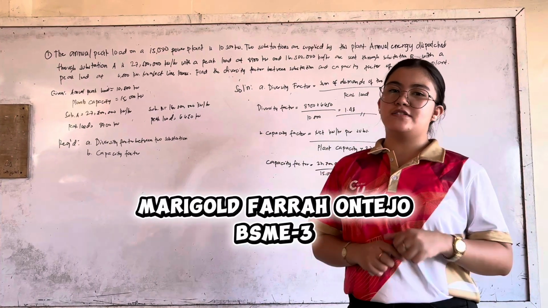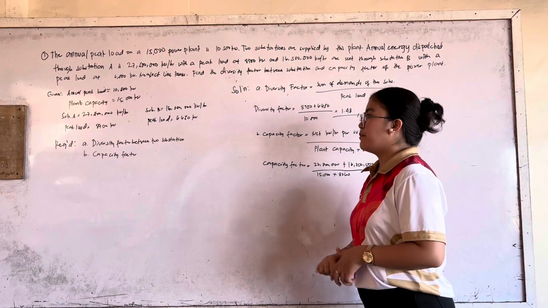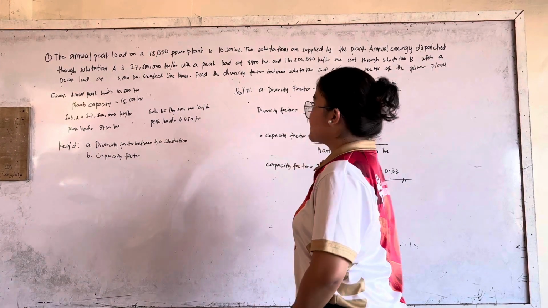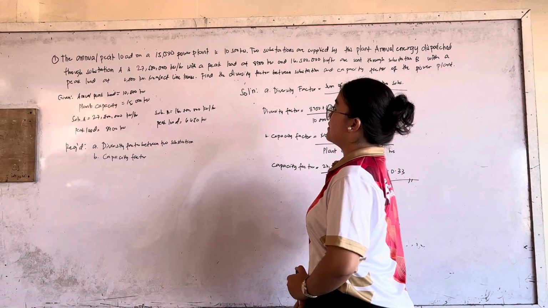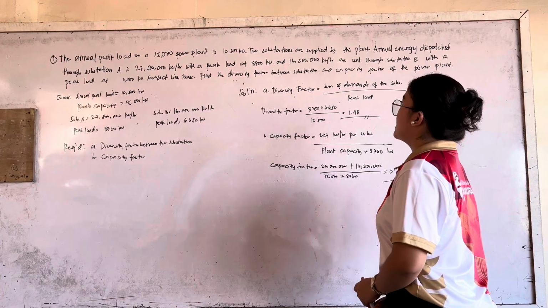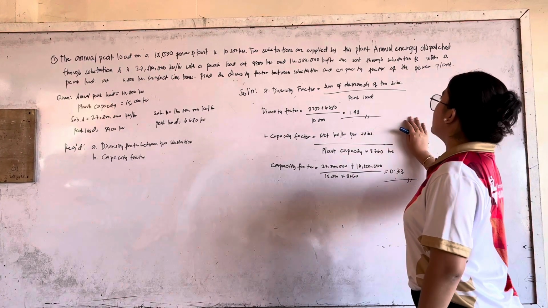Good day everyone. Today we're going to solve a problem about power plant variable load. The annual peak load of a 15,000 kilowatt power plant is 10,500 kilowatts. Two substations are supplied by this plant.